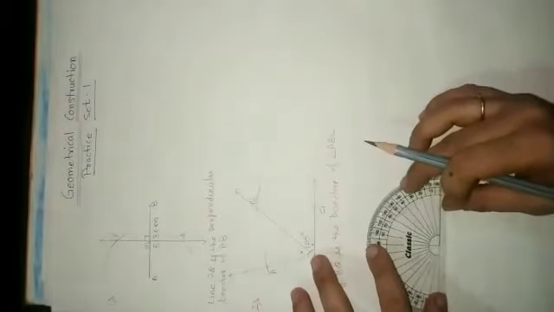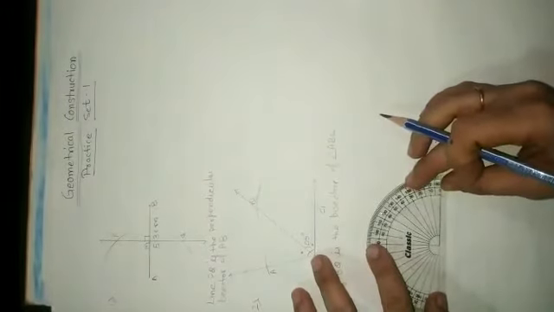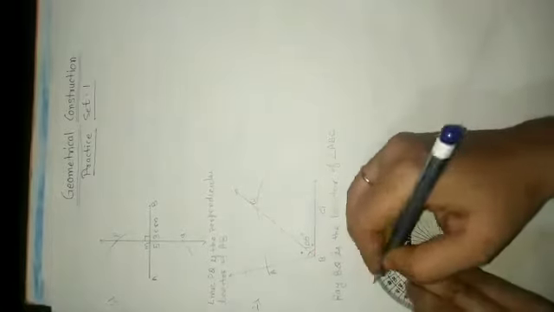Now first make an obtuse angle triangle of any measure. Here I am drawing an obtuse angle. I am taking 120 degree.